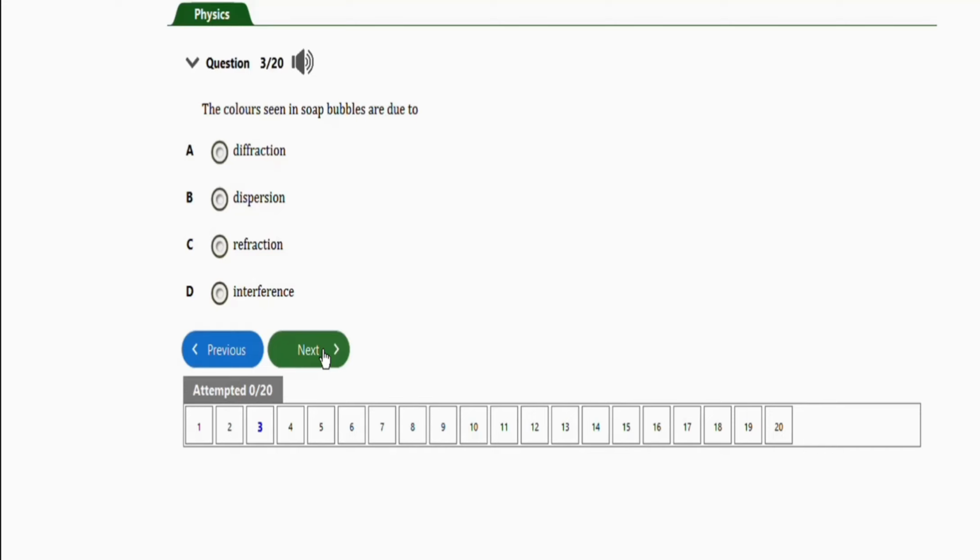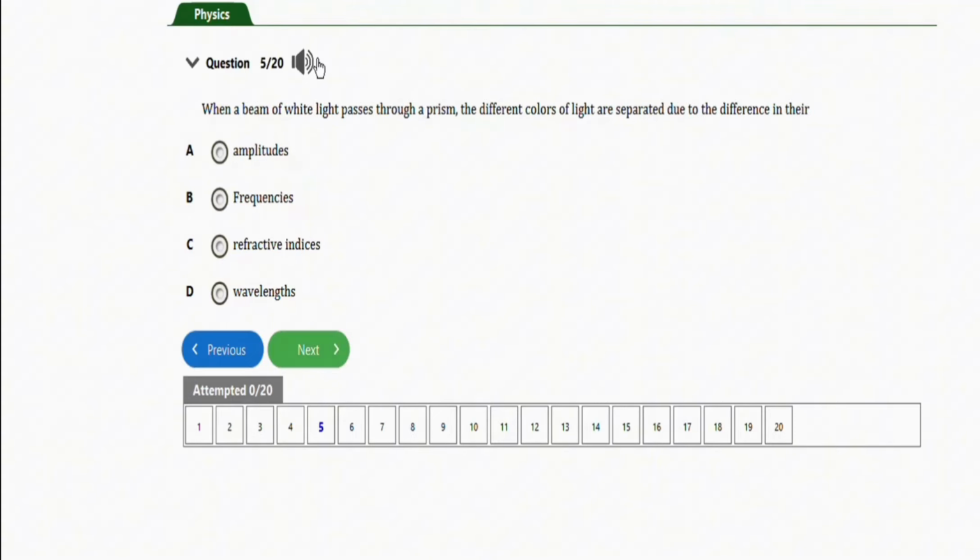The next repeated question will be this one. It says, which of the following pairs of light rays shows the widest separation in the spectrum of white light? We have orange and red, indigo and violet, blue and red, blue and yellow. So the correct option here is option C, which is blue and red. So the next question will be this one. It says, when a beam of white light passes through a prism, the different colors of light are separated due to the difference in the amplitudes, frequencies, refractive indices, wavelengths. The correct option is option D, which is wavelengths.